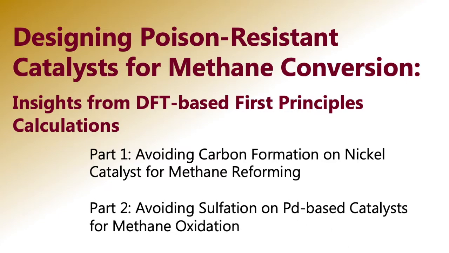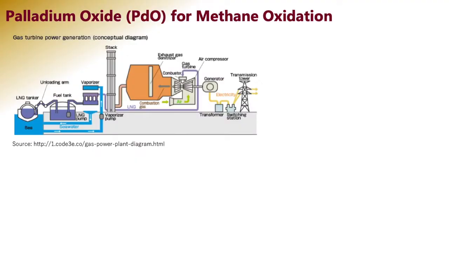for methane oxidation. I show here one important application of catalytic methane oxidation. Here is a schematic diagram of a gas turbine power generation system. So a gas turbine is a combustion engine that can convert natural gas or other liquid fuels to mechanical energy. This energy then drives a generator that produces electrical energy.